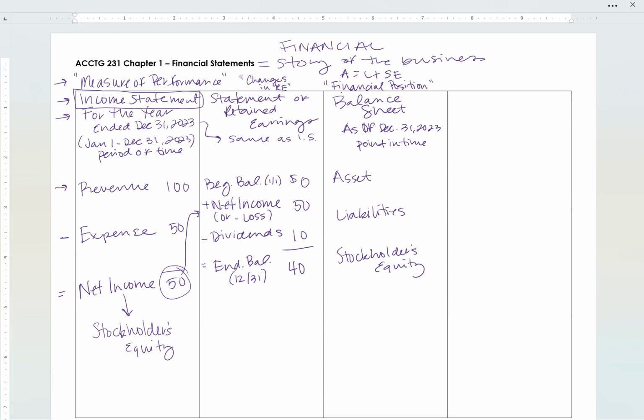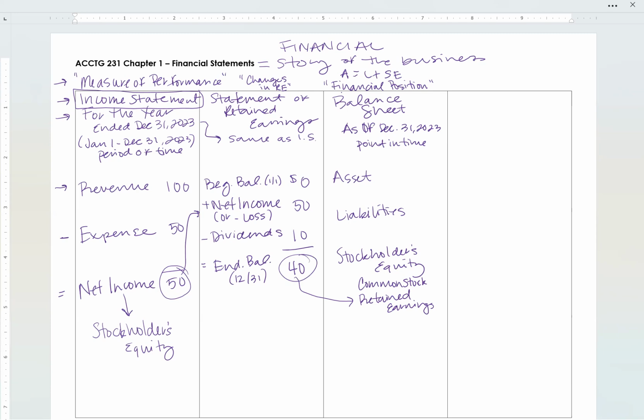Now, we don't necessarily have to know here for this example what the assets are, what the liabilities are. We do know what the stockholders' equity is. Part of the stockholders' equity is common stock. Now, again, in this example, we don't necessarily have that number, but it's made up of common stock and retained earnings. And this is important because this ending balance of retained earnings represents what shows up on the balance sheet.